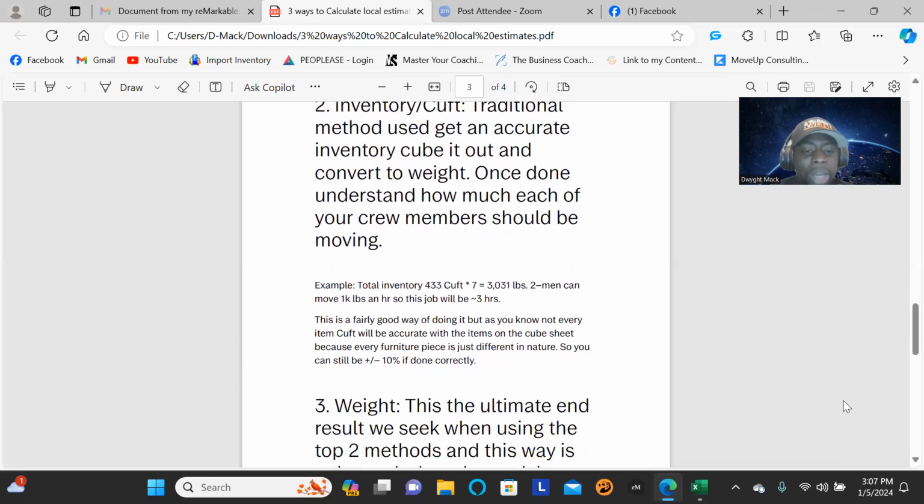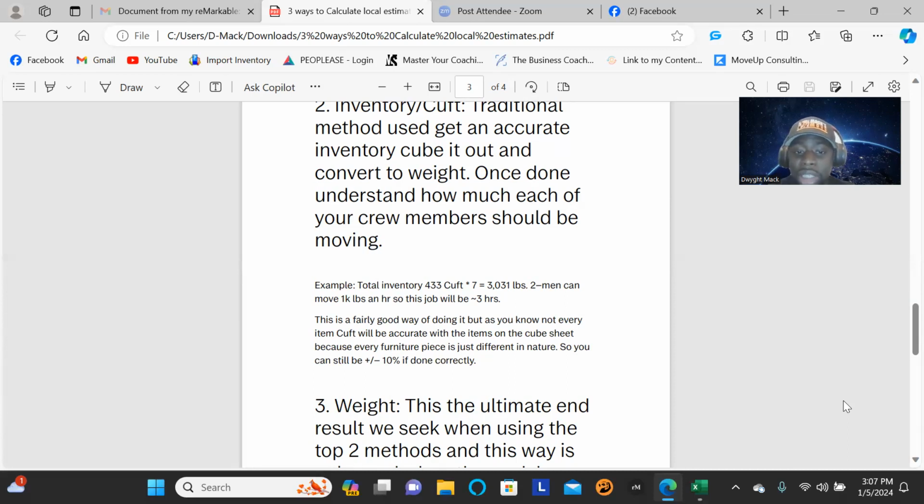So a prime example of this is you're going to take the total inventory. It comes out to 433 cubic feet. You're going to times that by 7. You're going to get 3,031 pounds. And then basically, we'll say 2 men can handle about 1,000 pounds an hour. So you're going to be looking at approximately 3 hours in this case, roughly 3 hours. It might be a little over, but that's how you're going to figure it out by using the math.